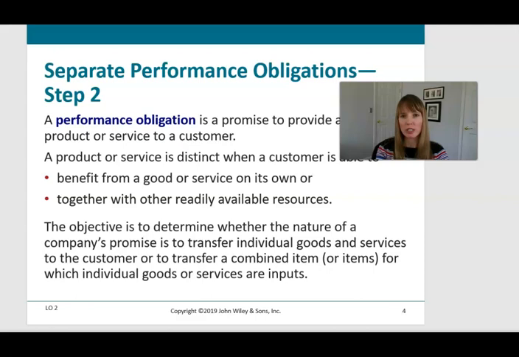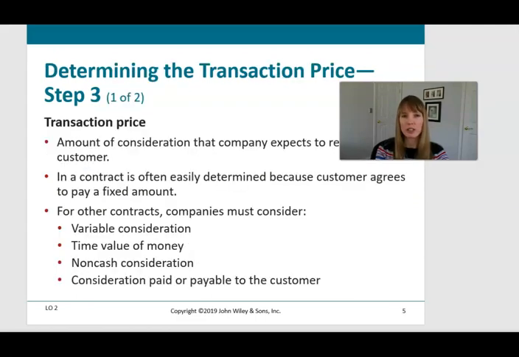And a product or service is distinct when the customer is able to benefit from the good or service on its own or together with readily available resources. We're trying to figure out whether the overall goal of the contract is to provide one bundle of goods or separate individual goods and services. This video is going to cover steps 3, 4, and 5.